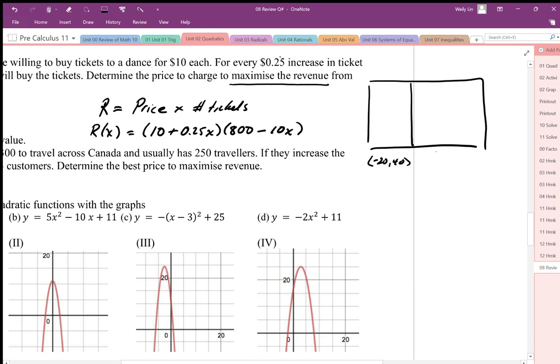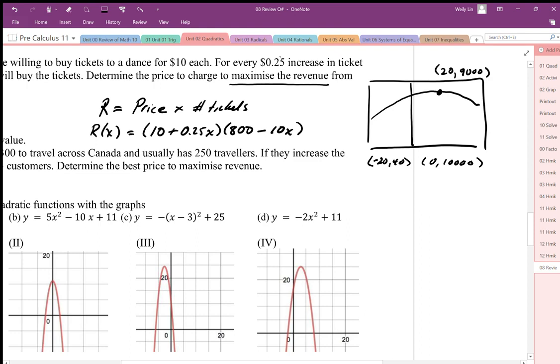And for my maximum y value, we're probably talking about $10 in price, 800 tickets, so that's about 8,000. We're probably thinking that the max is going to be bigger than 8,000, so I'm going to go to 10,000 and see what happens. Again, I may have to adjust my window, but when I graph that equation, I get a parabola that looks kind of like this. And solving for the maximum, that maximum happens at x is 20 and the revenue is $9,000. So there's my max.